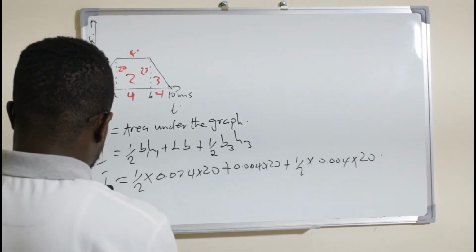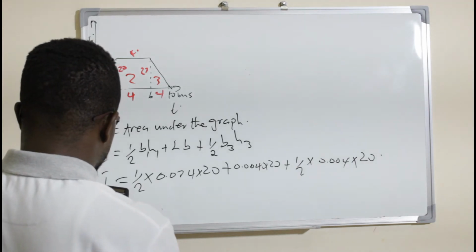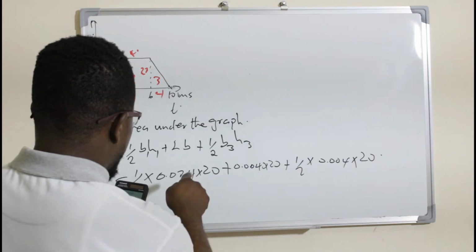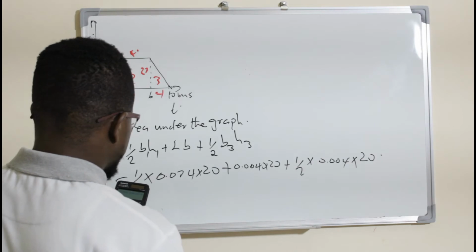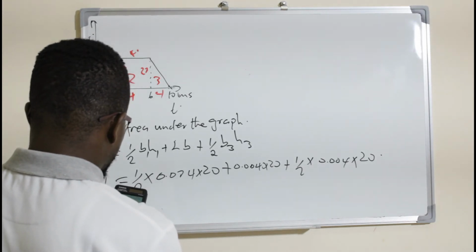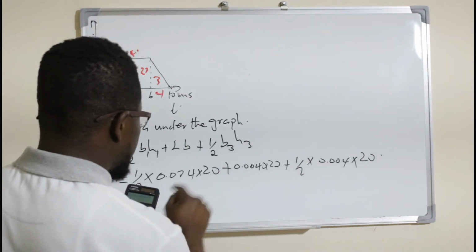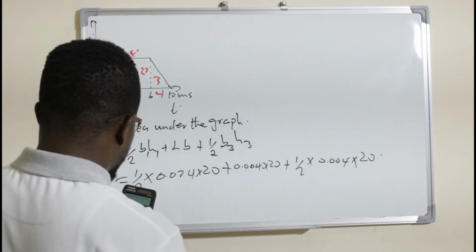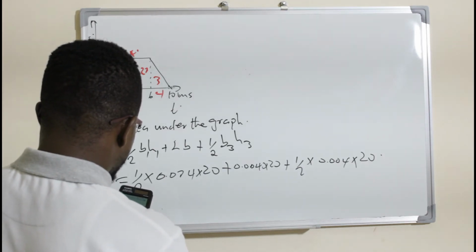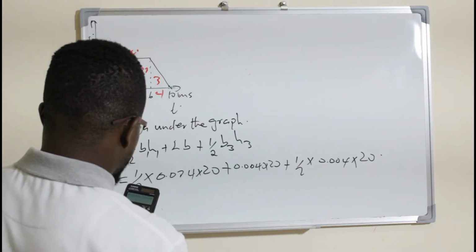If I do that, I'm going to have 0.5 multiplied by 0.004, multiplied by 20, plus another bracket 0.004 multiplied by 20, plus another bracket open 0.5 multiplied by 0.004, multiplied by 20.